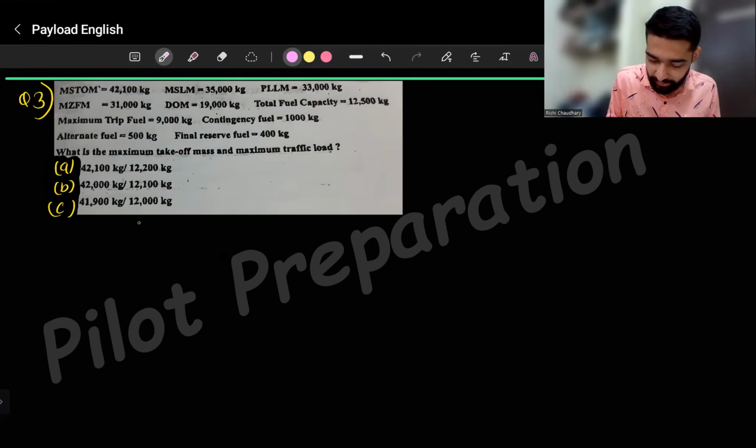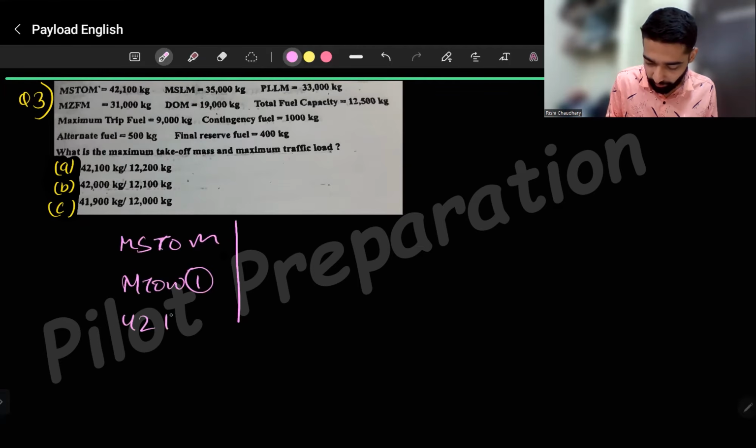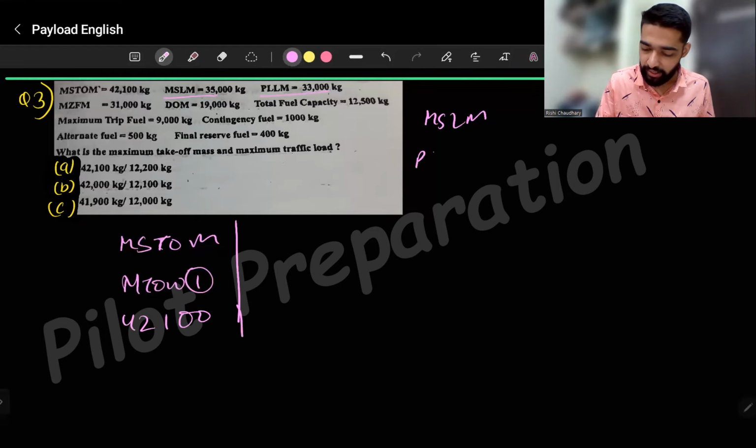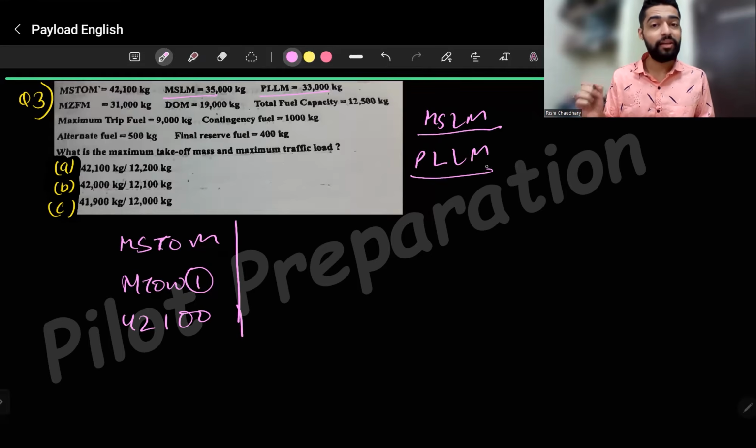So as we can say, this is my first block, which is MSTOM. That is nothing but my MTOM, as I said. So this will be my MTOW1. That is equal to 42,100, isn't it? Now, what is my second one? Second one is MSLM and PLLM. As I said, MSLM and PLLM is nothing but maximum structural landing mass and performance limited landing mass. They both are the same value.